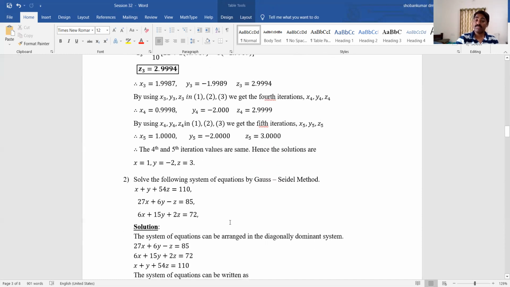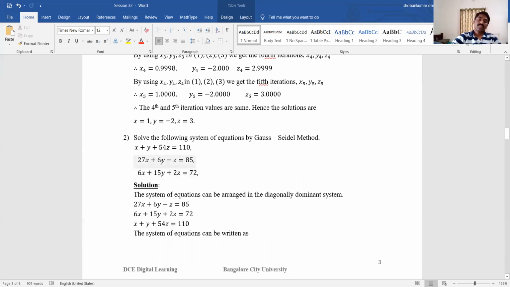Okay, you should remember here Gauss-Seidel has faster convergence than Gauss-Jacobi. In Gauss-Jacobi, we get the same solutions in 8 iterations, but in Gauss-Seidel, we get the same solution in the 5th iteration only. Next problem, solve the following system of equations by Gauss-Seidel method.